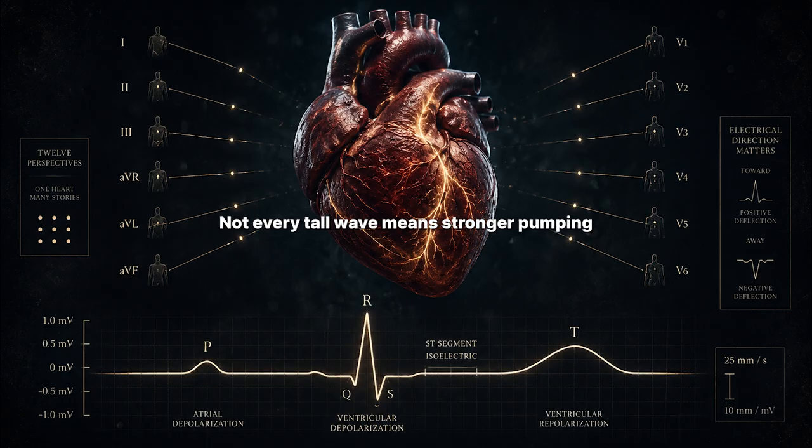Not every tall wave means stronger pumping. Not every small wave means a weaker heart. Voltage is projection, muscle direction, distance, tissue placement, and timing. For depolarization, toward rises, a wave falls across, stays small. One electrical event can rise in one lead, fall in another, and cross the baseline elsewhere.